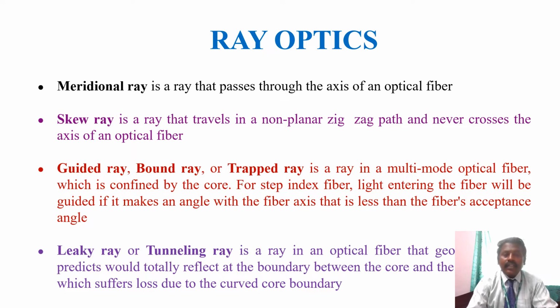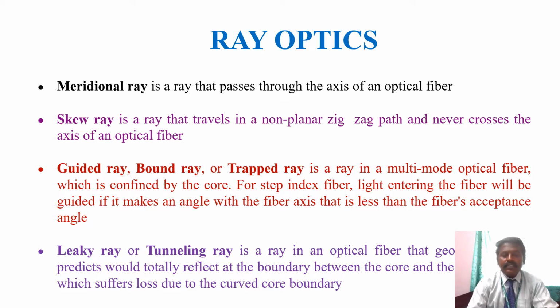The third one is guided ray, or we can say bounded ray or trapped ray. It is a ray in a multimode optical fiber which is confined by the core. Within the core it is getting confined. For step-index fiber, light entering the fiber will be guided if it makes an angle with the fiber axis that is less than the fiber's acceptance angle. We'll see what acceptance angle is in the forthcoming slides or the next video, where I will explain it in detail.